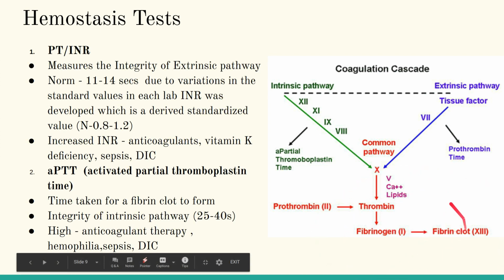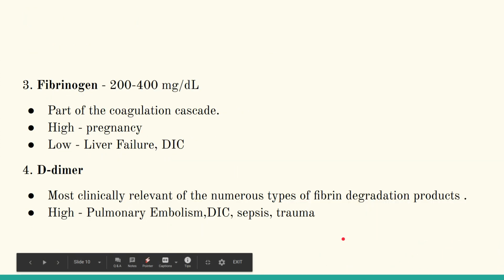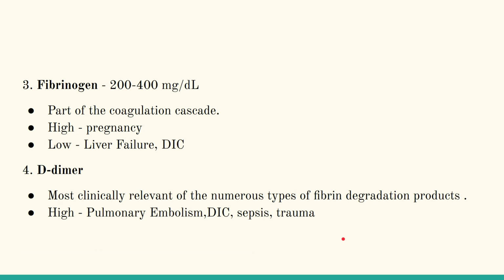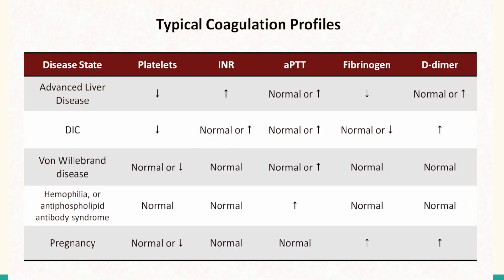Fibrinogen is right here in the coagulation cascade, and it would increase in pregnancy, and it would decrease in liver failure and DIC. D-dimer, it is one of the most important markers of fibrin degradation products. So an increased D-dimer would indicate pulmonary embolism and DIC.